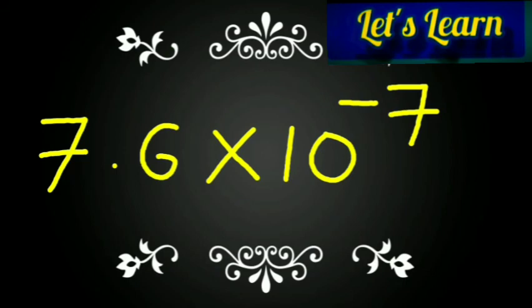Remember the process. We have moved to right. The decimal point moved 7 steps. Therefore, we have to subtract 7 from the previous power. Previous power is 0. 0 minus 7 is minus 7. Therefore, the number in standard form becomes 7.6 into 10 to the power minus 7.